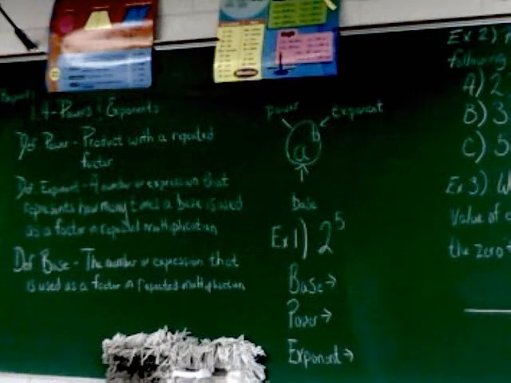Second definition is that of an exponent. A number or expression that represents how many times a base is used as a factor in repeated multiplication. I'll read that one extra time because it is long.